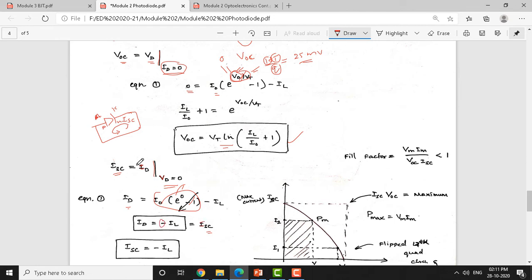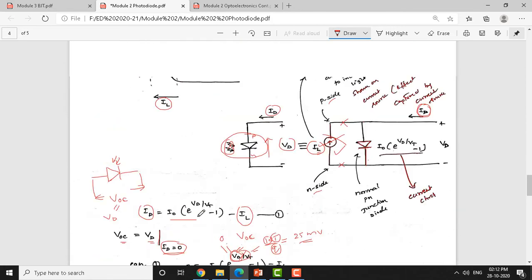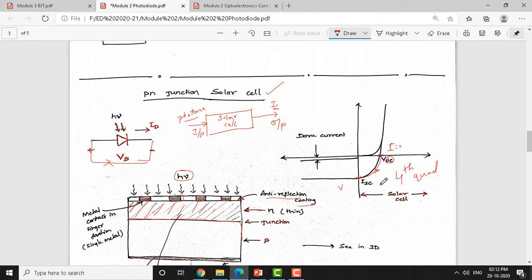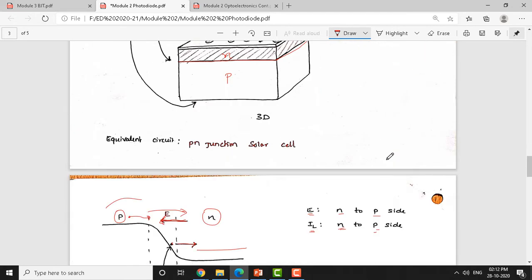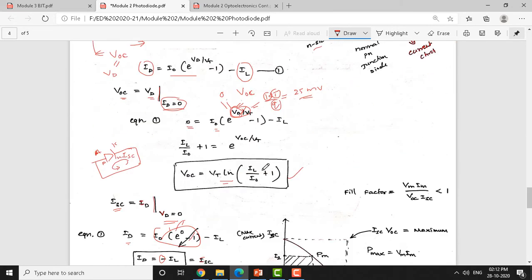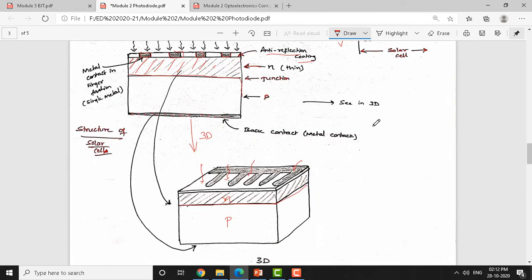Minus is because current is flowing from N to P. Okay, P to N is taken as positive and N to P is taken as negative. So, therefore, the short circuit current is minus IL. Now, we came to know the extreme conditions, these extreme limits: one is ISC, which we got as equal to minus IL, and for VOC we got the equation VT times ln of IL by I naught plus 1. So, using these two, you can now find out the extreme limits here.